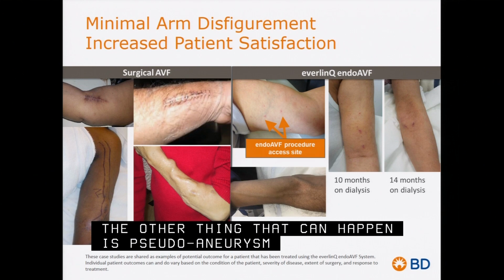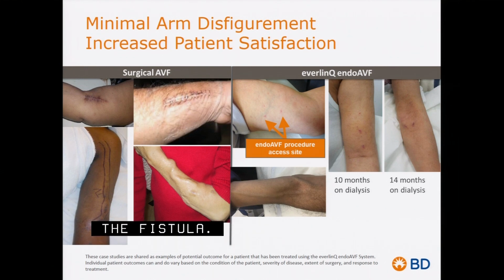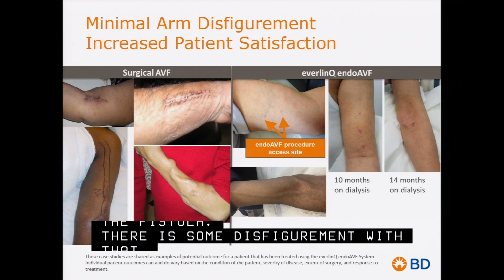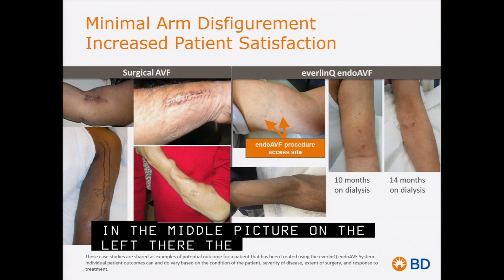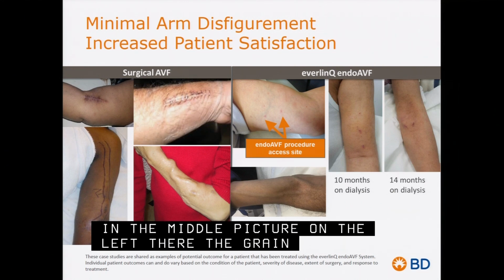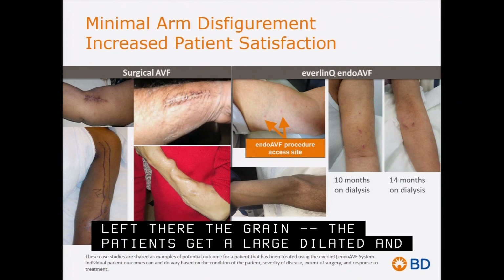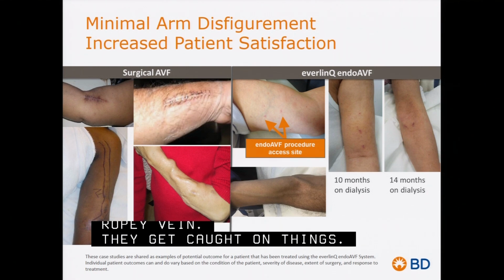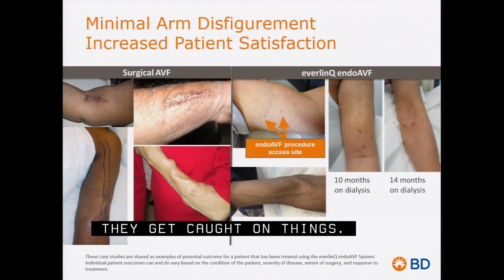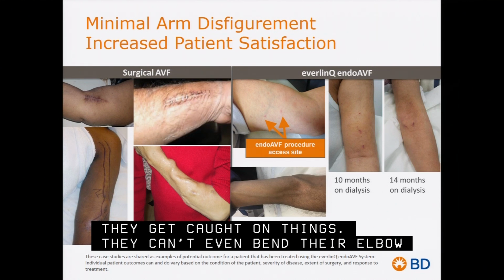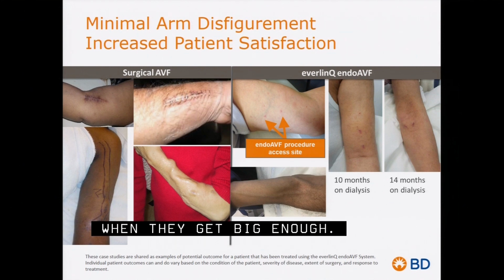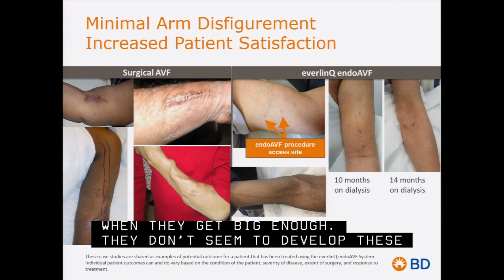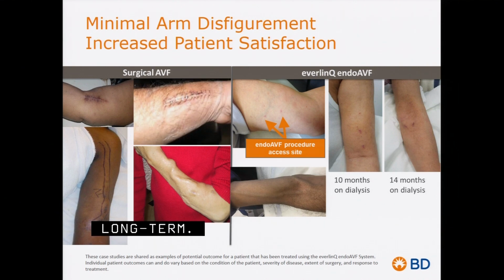And you can see in the middle picture on the left there how the vein gets very large. The patients get large, kind of dilated, ropey veins, which, basically, they can get caught on things. And I do some surgery on these patients to reduce the size of these because they actually can't even bend their elbow when they get big enough. One of the things that we're seeing with the percutaneous fistulas, they don't seem to develop these long term. So the patient is over a year out on the right there. They don't seem to develop these pseudoaneurysms, so there is some improvement in terms of the cosmesis related to the AV access itself.